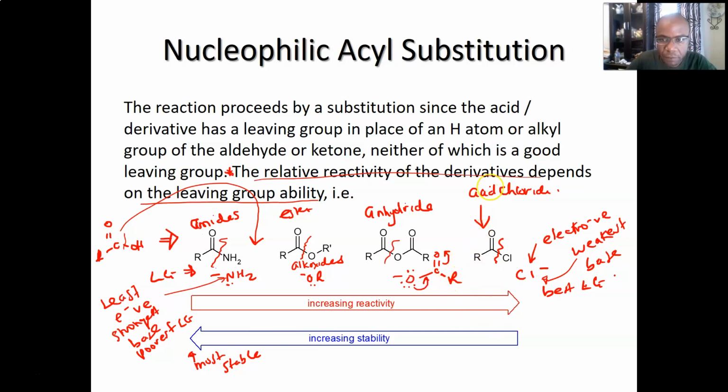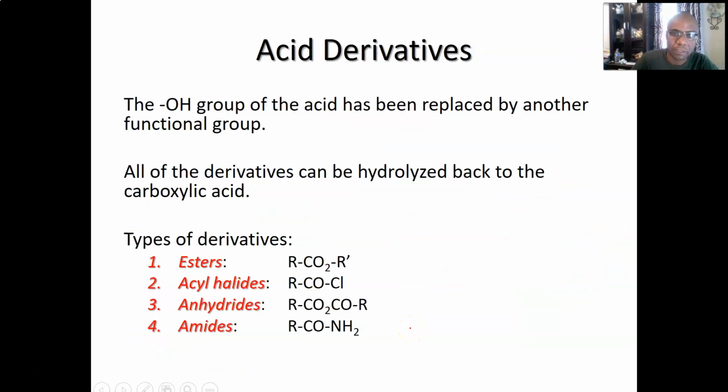Least stable will be acid chloride, which means it's likely to react. Okay, so that's what those arrows mean. So like I said, the carboxylic acid has this structure. If you replace the OH with NH2, or rather NR2, you get an amide. Okay, that's how you get an amide.